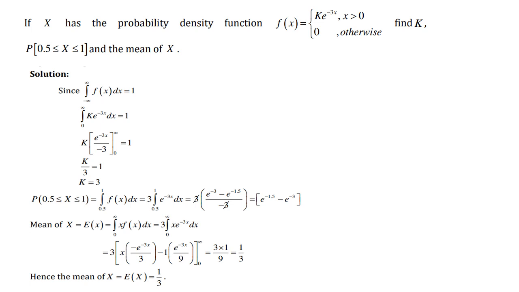Now we know that the mean is going to be E of x. So by applying the formula, we will be getting the value of the mean of x as 1 by 3. So this is going to be the answer for this sum.